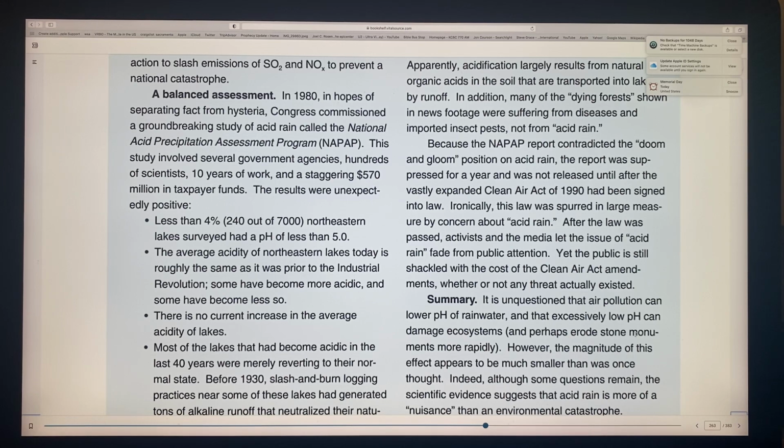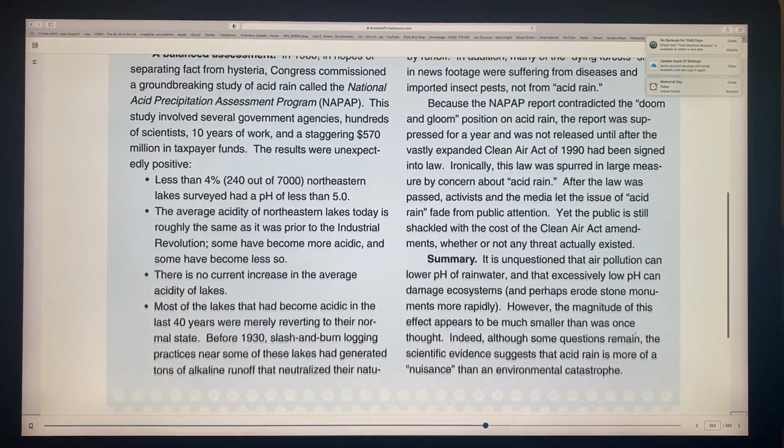And so, ironically, this law was spurred in large measure by the concern about acid rain, so now we had spent all this money on acid rain where we didn't need to spend it. And so then they just kind of let it go and fade away. Let's not talk about acid rain anymore, and the public came and asked, what about acid rain? Oh, we don't talk about that. Isn't that the way they do it in politics?